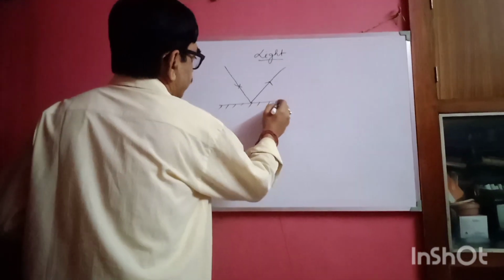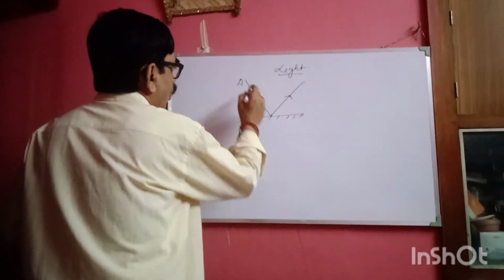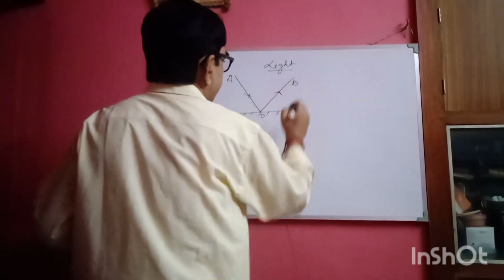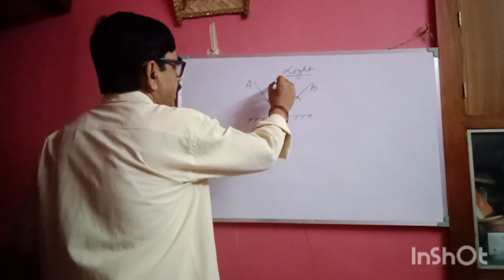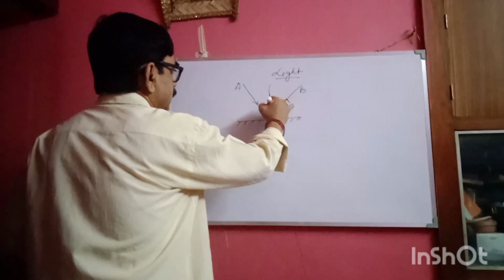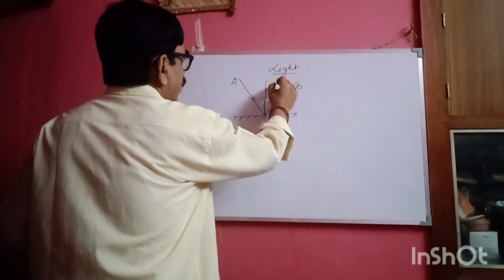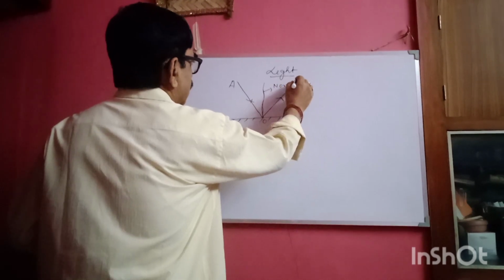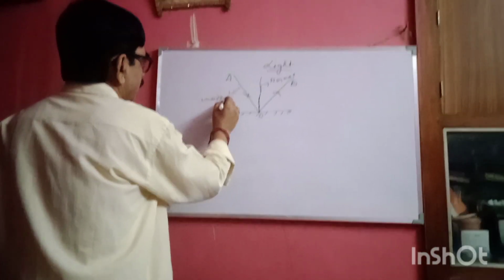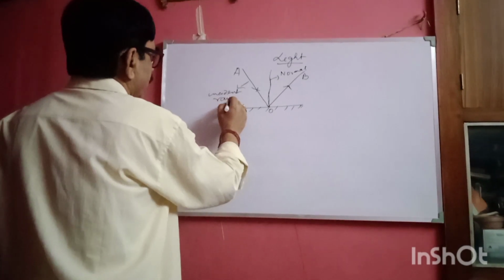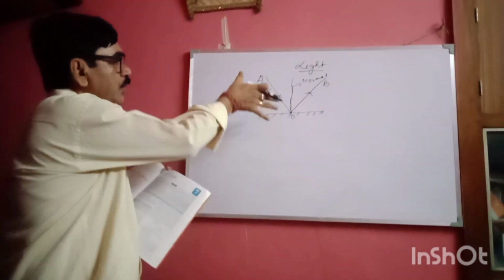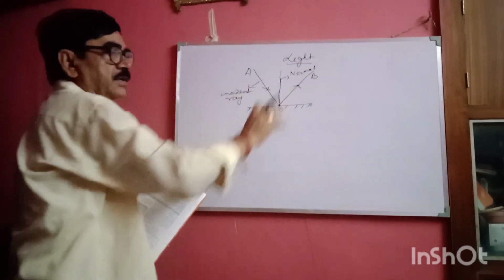Suppose this is a mirror. Suppose AO is called the incident ray, and OB is the reflected ray. And if we draw a perpendicular like this, then it is called the normal. And the point O in this diagram is called the point of incidence. So AO is the incident ray, OB is the reflected ray.